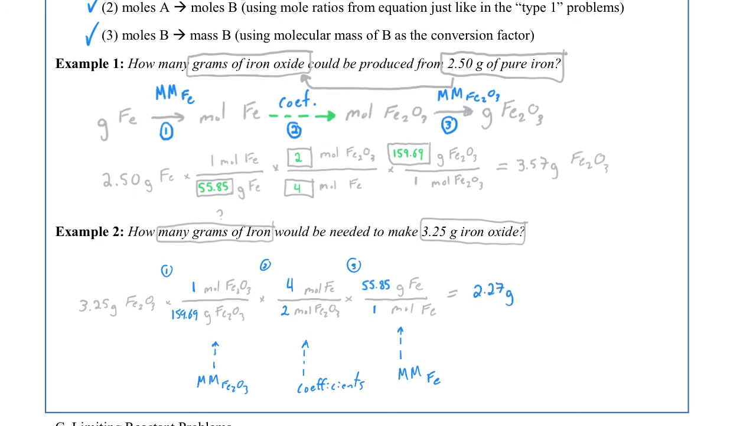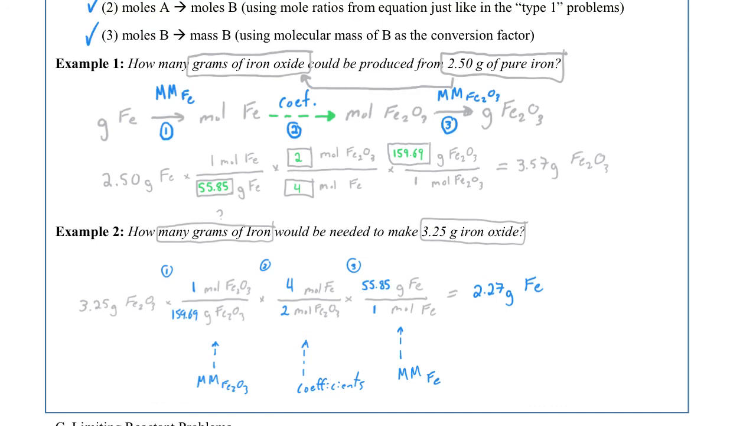If we plug this into our calculator, we should get 2.27 grams of iron. So what this is telling us is that we would need 2.27 grams of iron to make 3.25 grams of iron oxide. Now it turns out, of course, that not all reactions are 100% efficient.